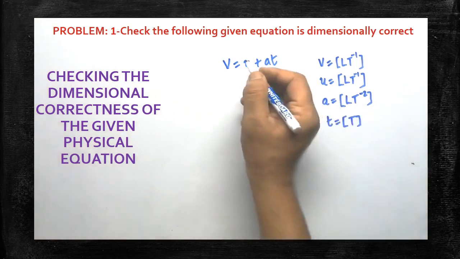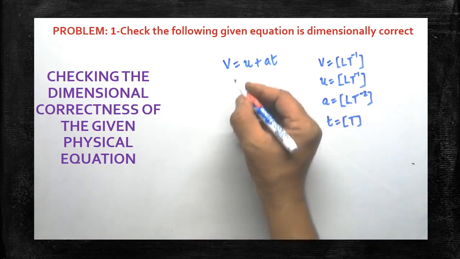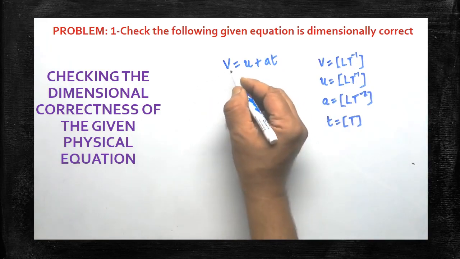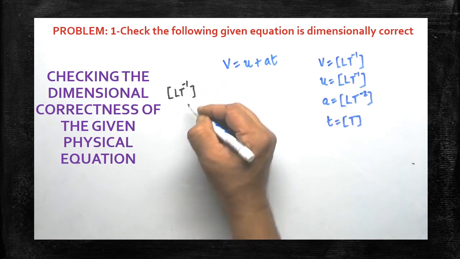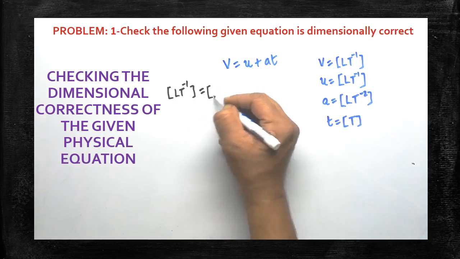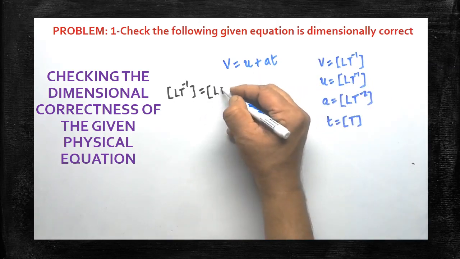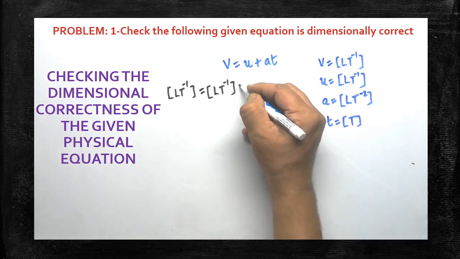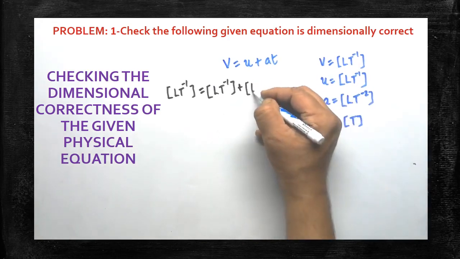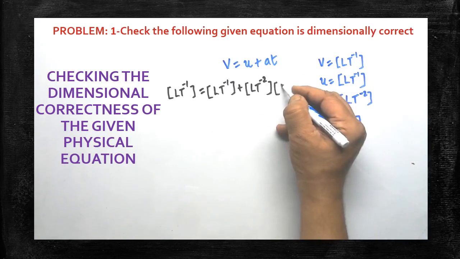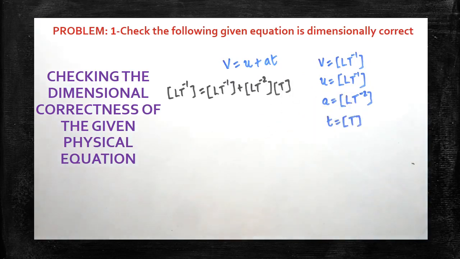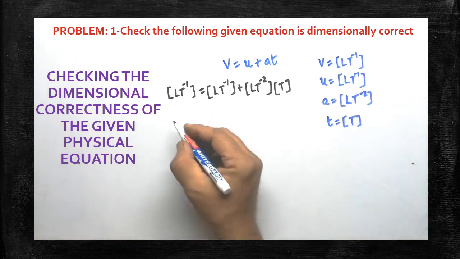Now we have to substitute all the dimensions in the formula. Instead of V, substitute LT power of minus 1, which is equal to, instead of U, substitute LT power of minus 1, plus, instead of A, LT power of minus 2, instead of time, substitute T. So all the dimensions of all the quantities are substituted in the LHS as well as in the RHS. You should try to simplify it.